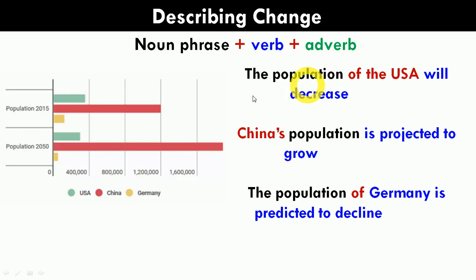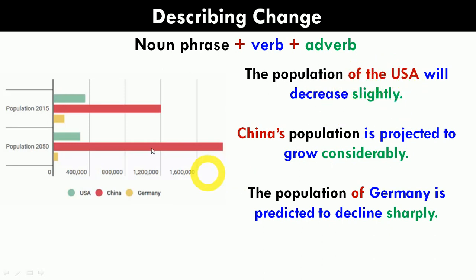So we have put the noun phrase and the verb, and now what do we have to put? Adverb. So what is the behavior in the case of USA? Decreasing, but slightly, a very small change, you see. So the appropriate adverb is slightly. In the case of China, the change is large, so considerably. We can also use significantly. And for Germany, you see, it became half. So it is a sharp change, so we use sharply. The population of Germany is predicted to decline sharply. So we have three sentences ready for three different countries, with another sentence formation: noun phrase plus verb plus adverb.